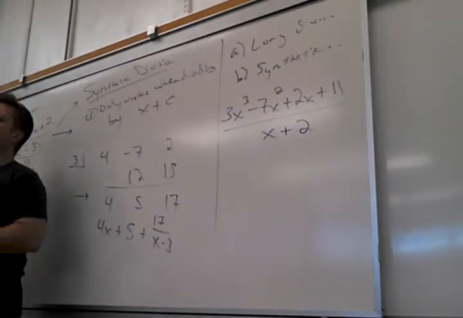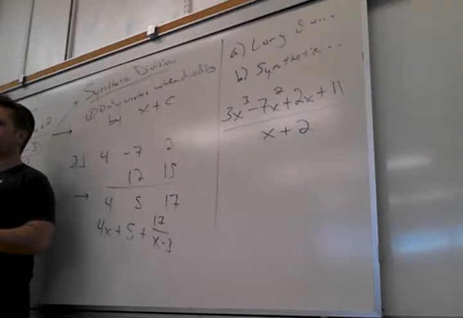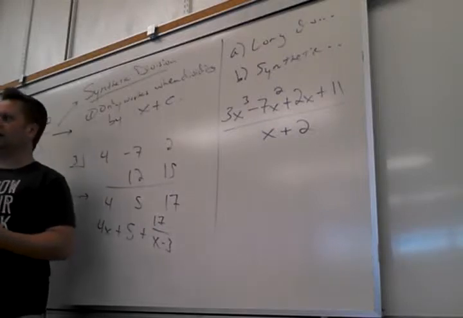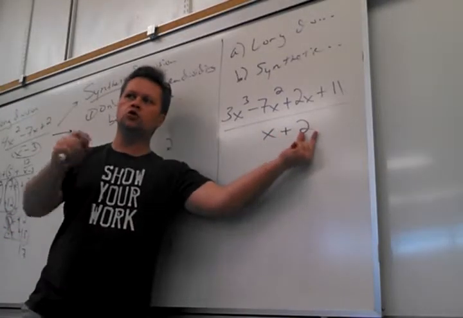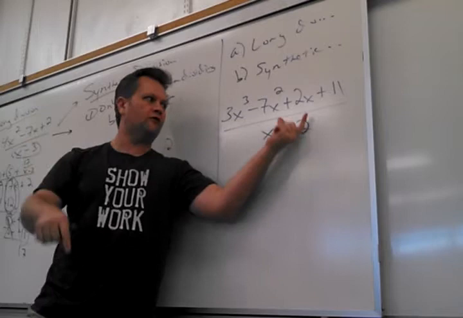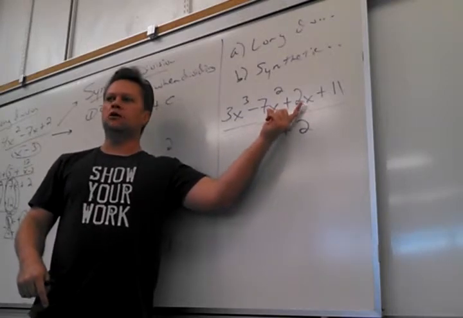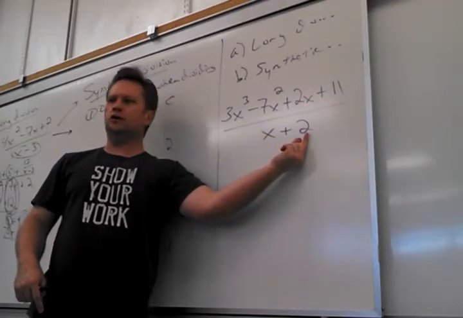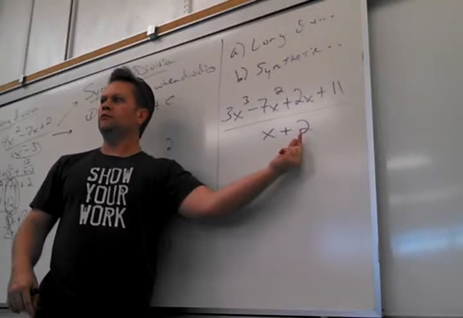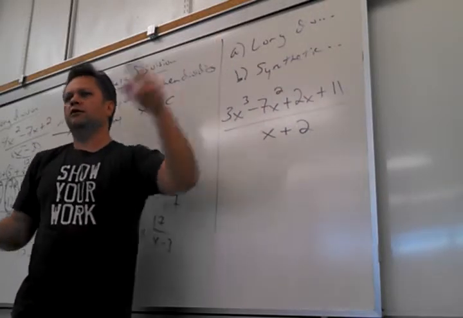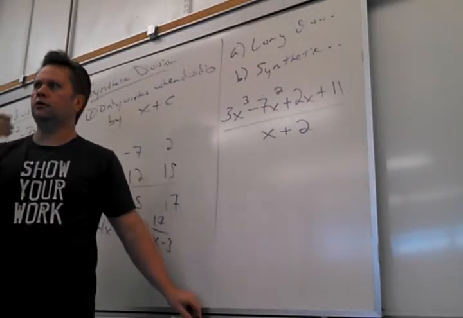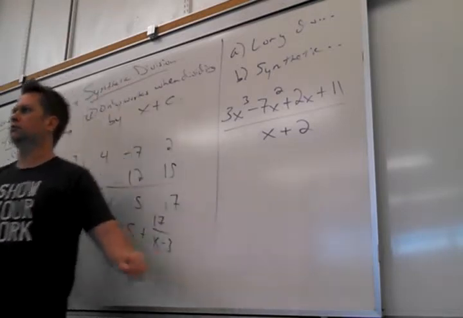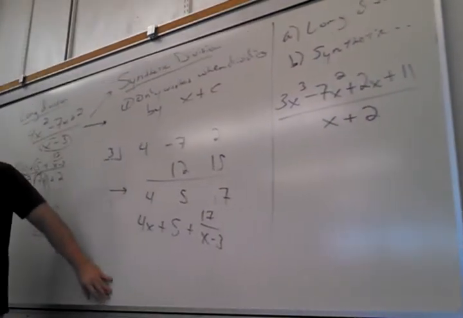By the way, can anybody predict if this is going to go in evenly or not? You're like, what the hell? If it was going to go in evenly, that means that x plus 2 would be a factor of this. Which means the last number would have to have 2 as a factor, wouldn't it? Does it? No. So I already know it's going to have some kind of remainder. I like it. But I still want you to do it both ways.